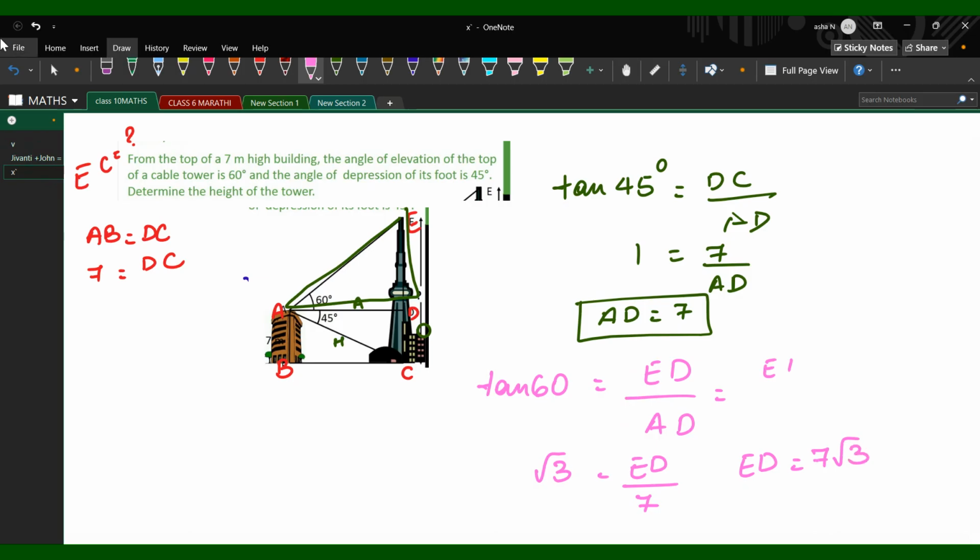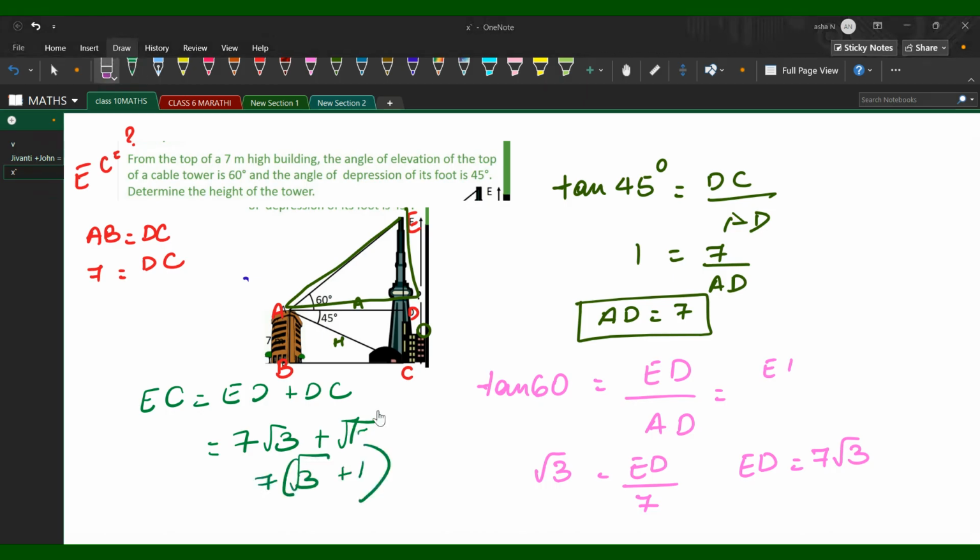Okay. Now what is the height? Height is EC. EC is made up of ED plus DC. So 7 root 3 plus 7. Irrational number, yes. But we can go just one step further with this. There is common 7. So we will keep the 7 outside the bracket. Inside it will be root 3 plus 1. Yes, so this is the final answer.